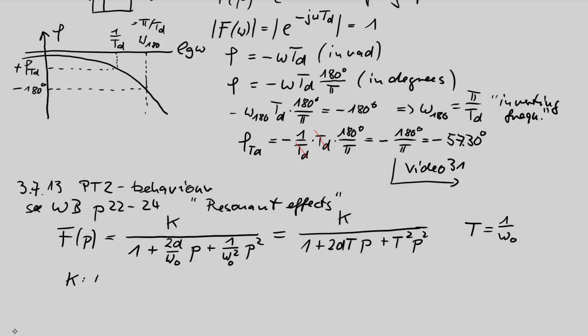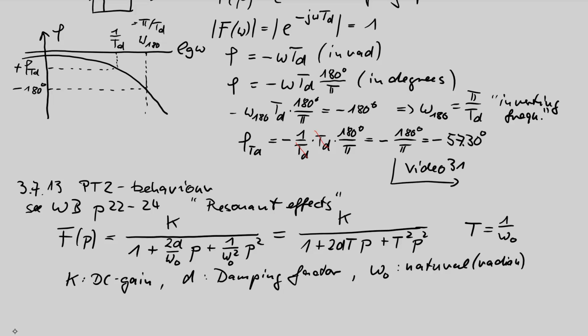With the names, K is a DC gain. You can see at this transfer function, DC means p is 0, then if p is 0, the gain is K. Then we have d, which is the damping factor. We will talk about this damping factor and several typical values later. And omega naught is the natural frequency. Very near to the resonant frequency, but not exactly the resonant frequency, the natural radian frequency. Often the word radian is not used in this name, natural frequency, but of course this is a radian frequency.